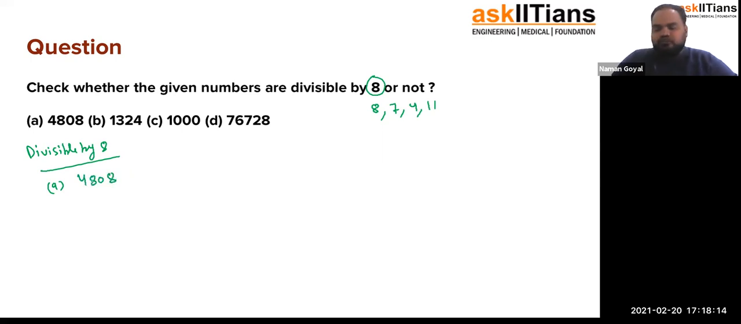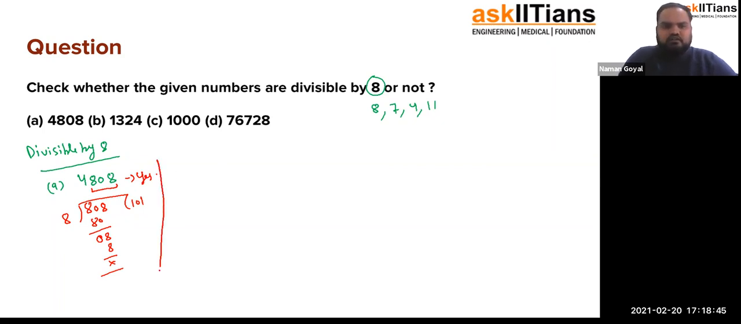4808. So for the divisibility by 8, what we have to do, we have to take the last 3 digits, right? So the last 3 digit number is 808. If you see, that number is divisible by 8, 101 times, right? So 10 times 80, 0, 8, 1, 8. Yes, it is divisible by 8.